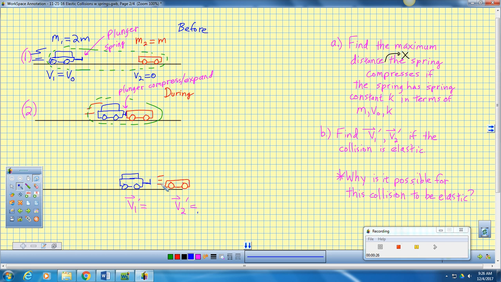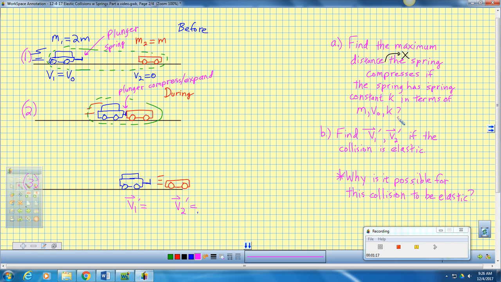So the first thing we're supposed to do is find the maximum distance the spring compresses if the spring has a spring constant k, in terms of m, v0, and k. So we're supposed to figure out how far that thing compresses. All right, well, that kind of begs the question of where do we begin with this thing? Because that's a little bit more advanced question. And I probably should end that question with a question mark.